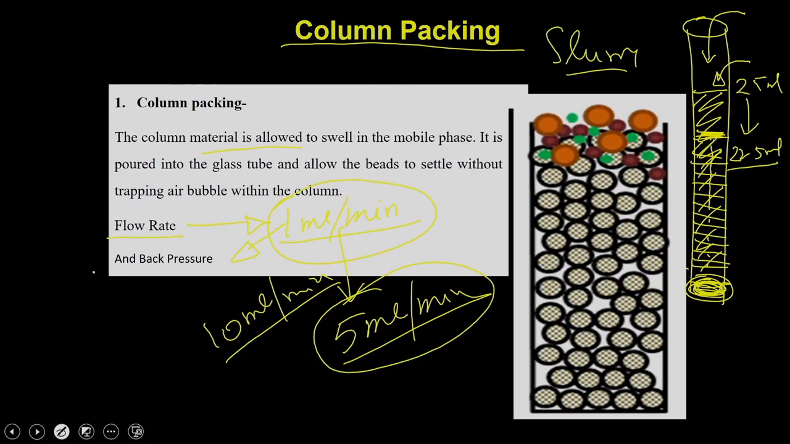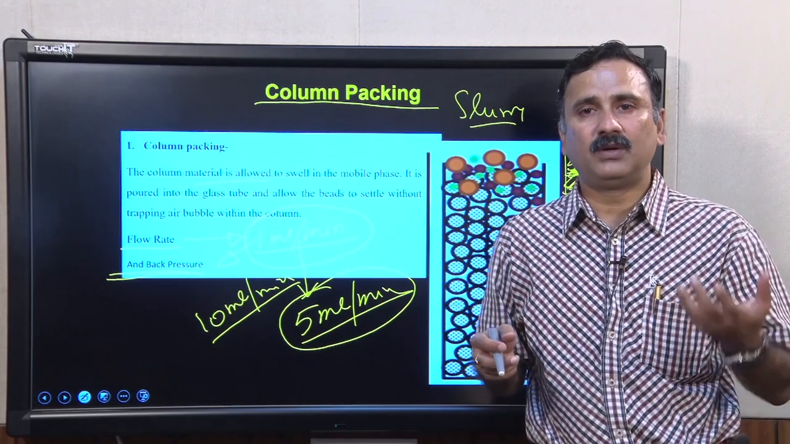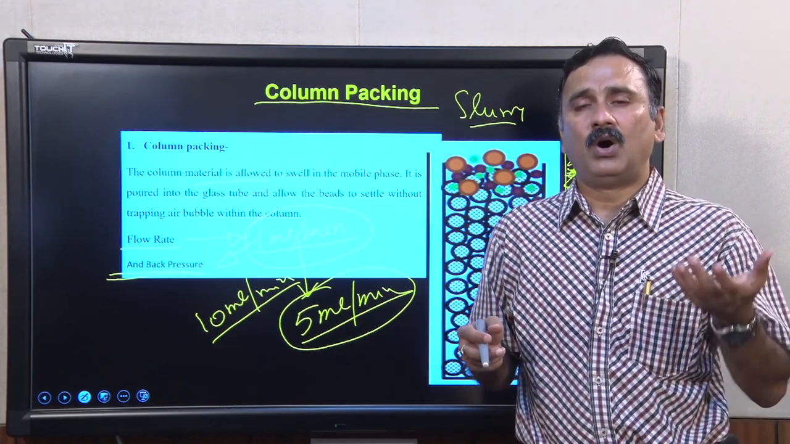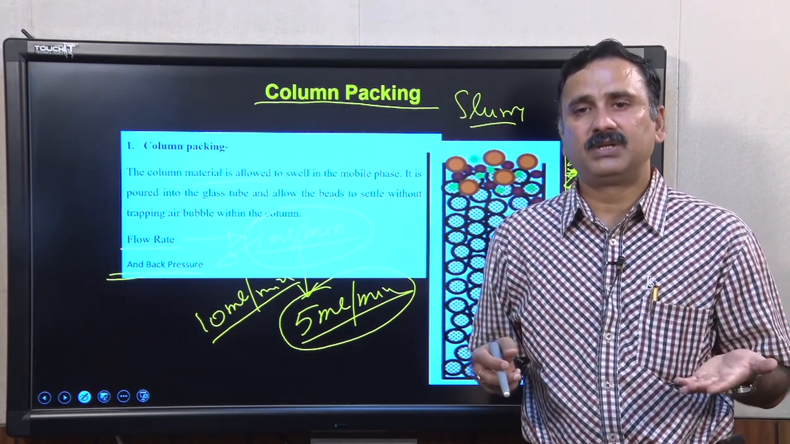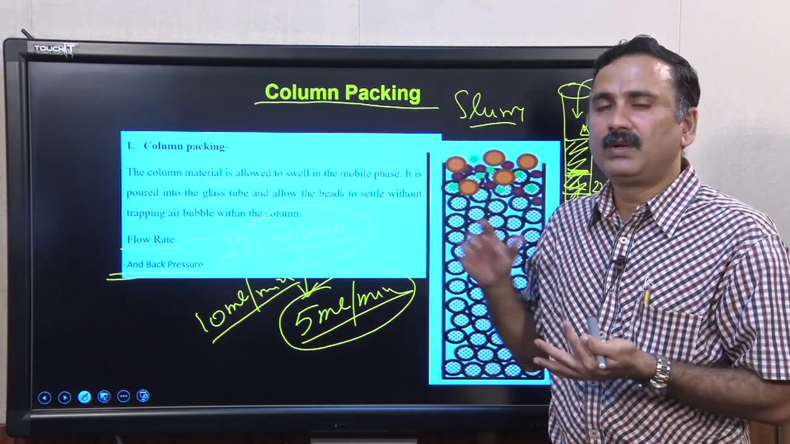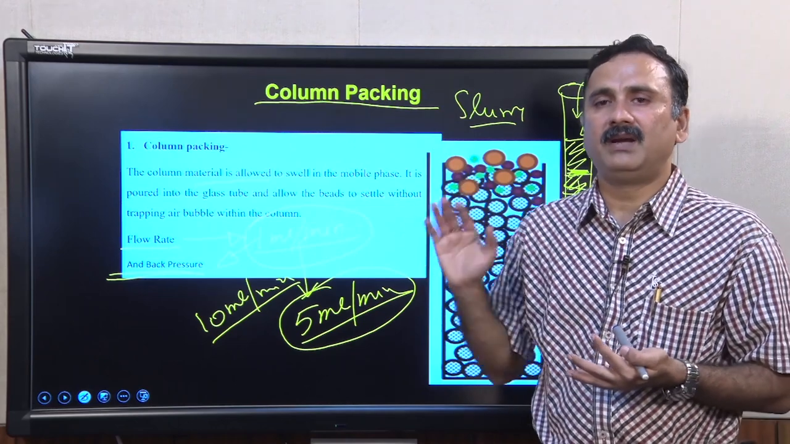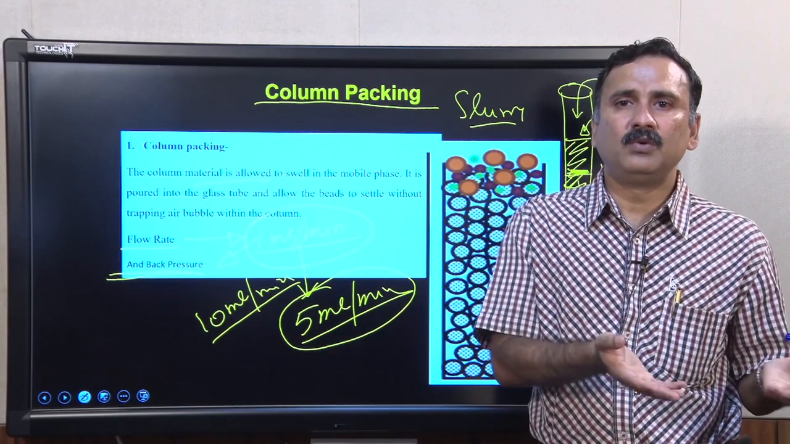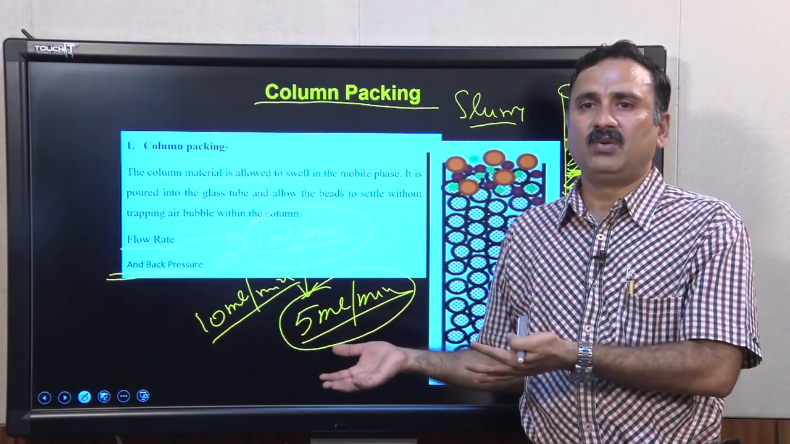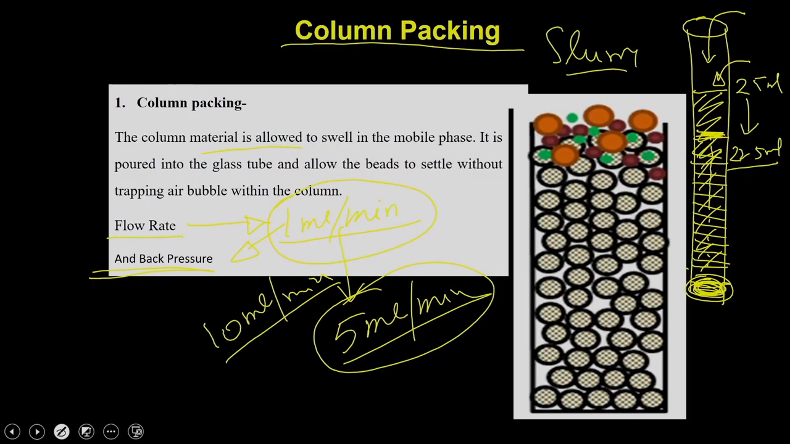Apart from that, you also have to consider what kind of back pressure you are interested in, because if you are using a low pressure or middle pressure chromatography system, you cannot pack the column at a very, very high flow rate, otherwise that particular column will not be usable by your chromatography system. So that is also another parameter you have to consider.